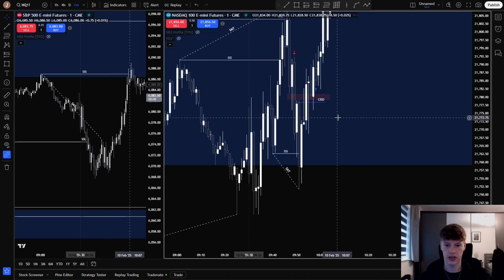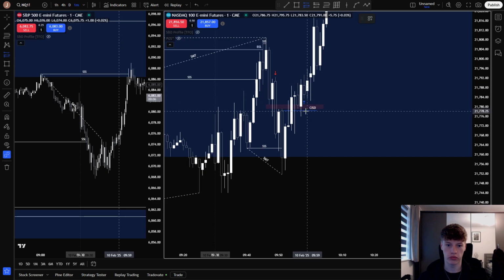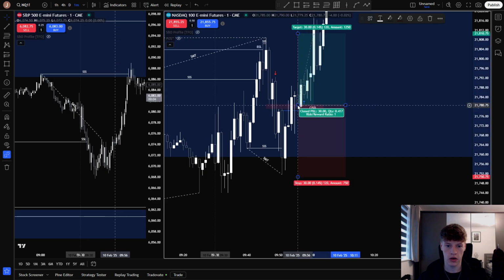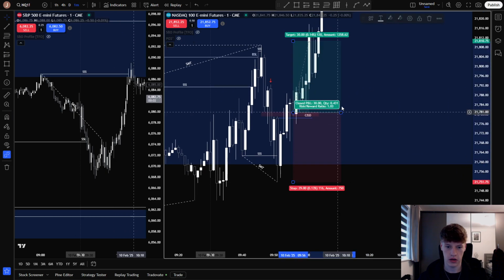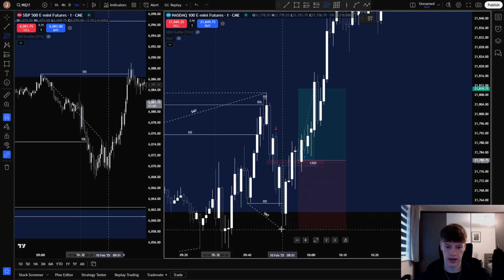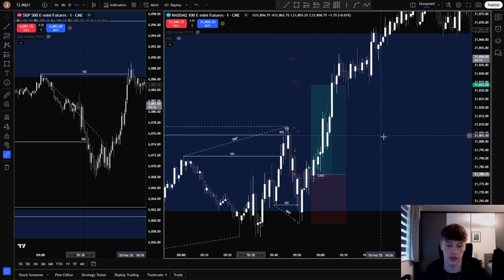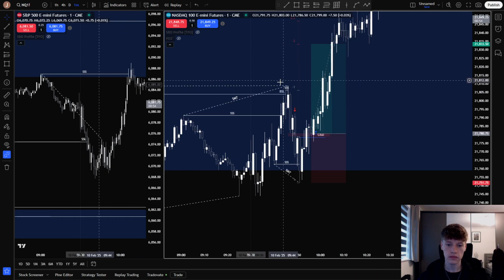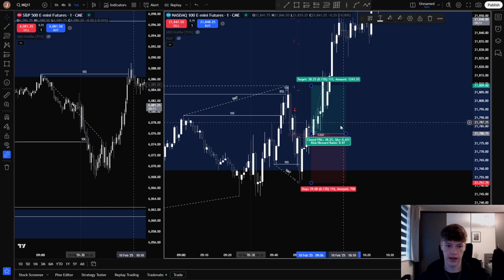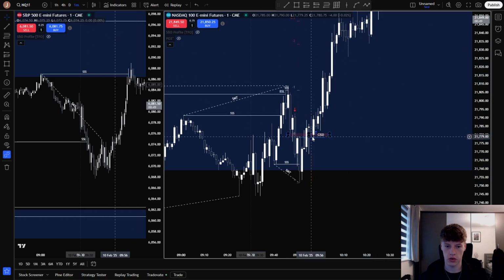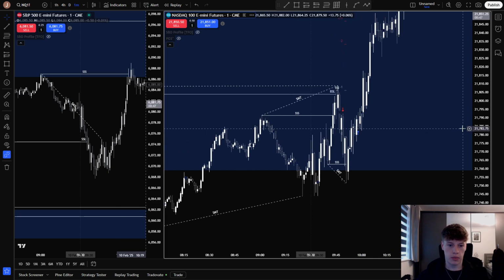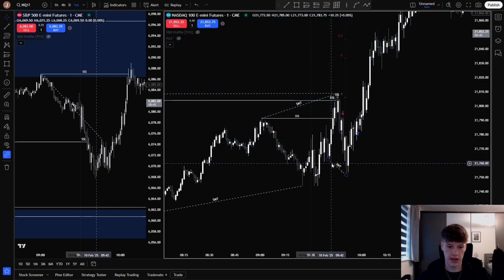That could have been a potential long entry, but I was not really long biased right here. Stop at this low. Because again, targets weren't clear. Would have had to target standard deviation to get over a 1 to 2. It is not the most clear, the internal high. It's not nice risk to reward, which is why it was not personally a long I would like to take anyway.